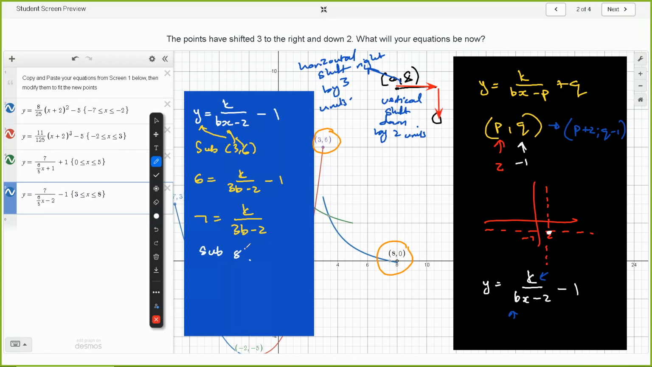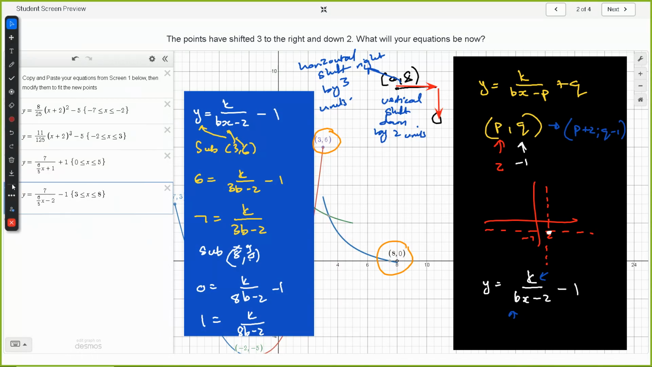I do the same thing again with the next one. I substitute 8 and 0. And this is x and y. So then 0 equals k over 8b minus 2 minus 1. That becomes 1 equals k over 8b minus 2. Alright, so for these two equations I can use simultaneous equations and I can solve it. Is there an easier way to do this? Yes, there's lots of other parameters that can be used. I'm just jumping into this and seeing if I can get an equation that can transform to fit that.